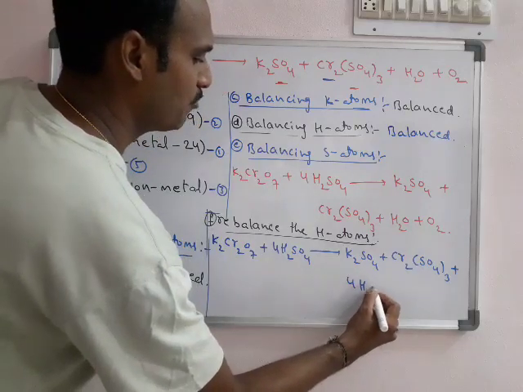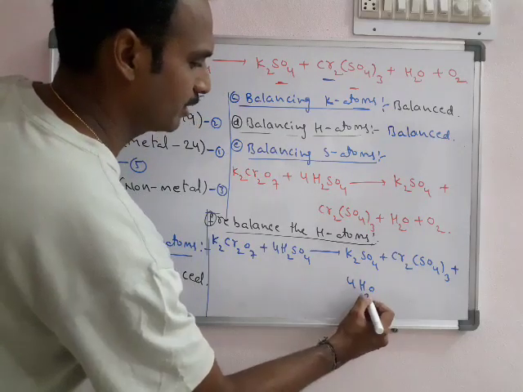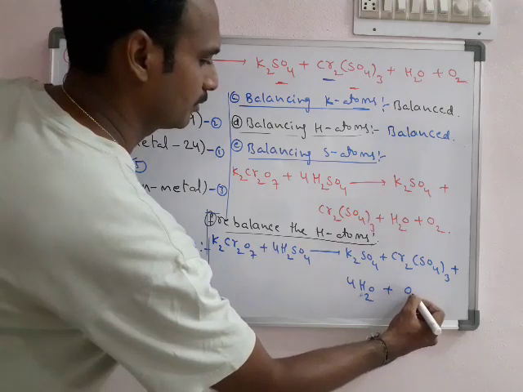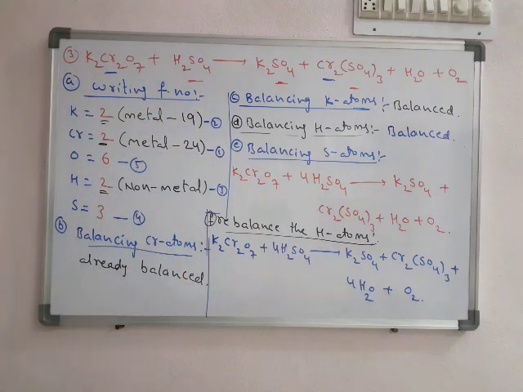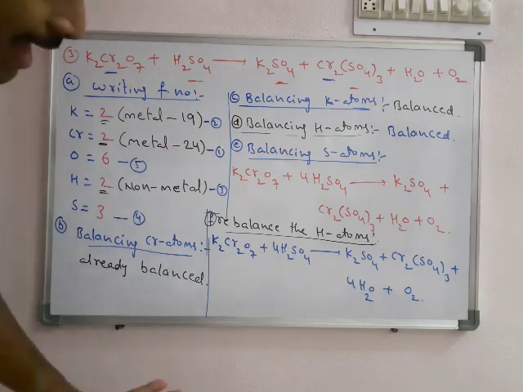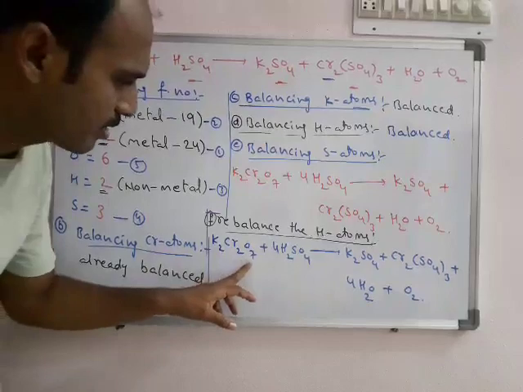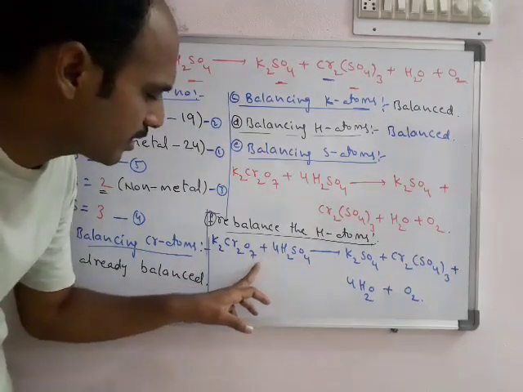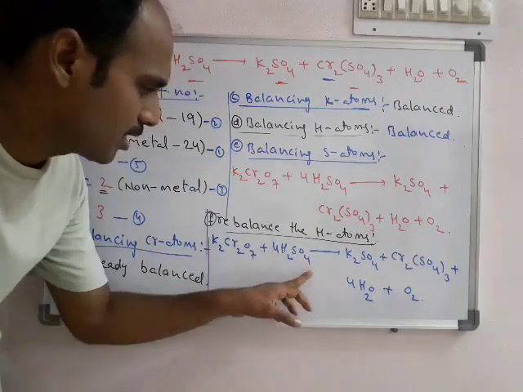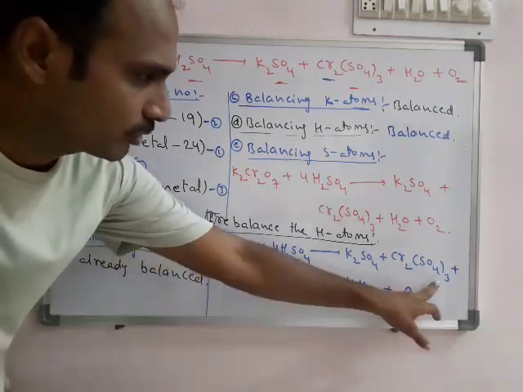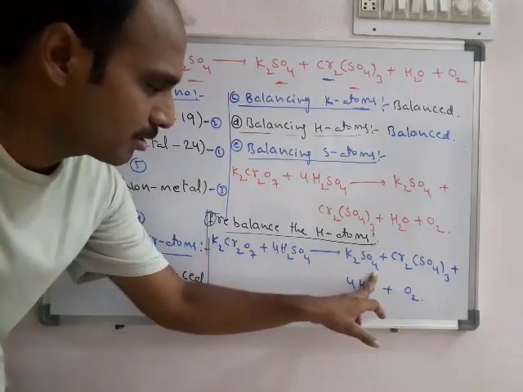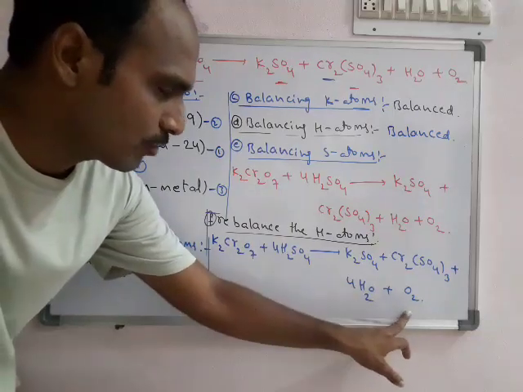Put 4 H2Os, so 4 times 2 is 8, that is enough. Now hydrogens are balanced. So what is the last step? We need to balance the oxygens. Let's check whether the oxygens are balanced. 7 plus 4 times 4 is 16, that is 23. On the other side, 4 times 4 is 16, 20, 21, 22.